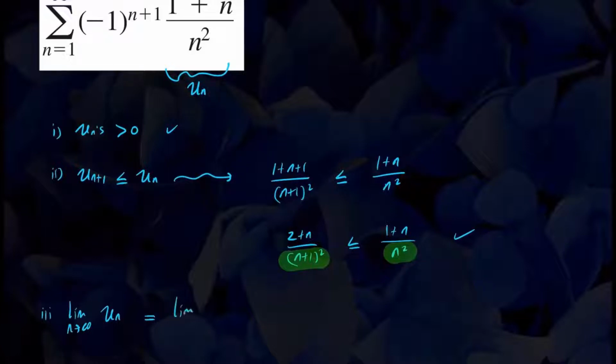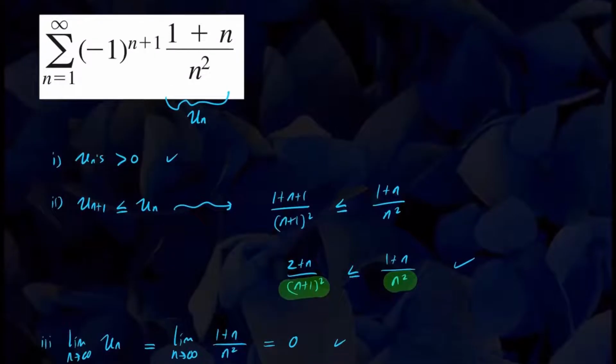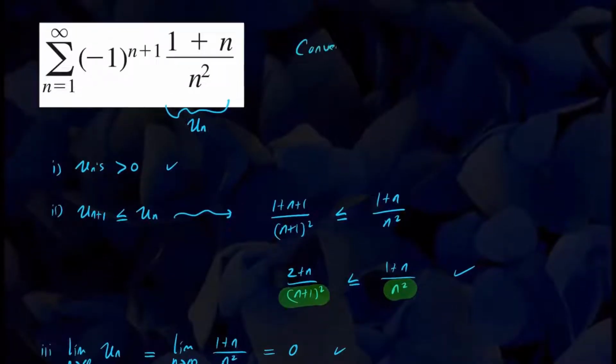So we take the limit as n approaches infinity of (1 plus n) over n squared. And this limit is for sure 0. All right, so what does that say? Well, this series converges on its own. So this is a convergent series by the alternating series test.